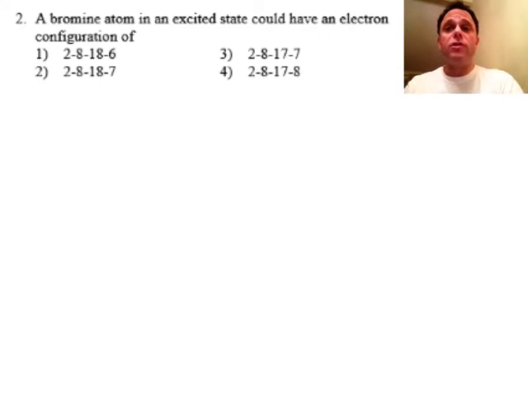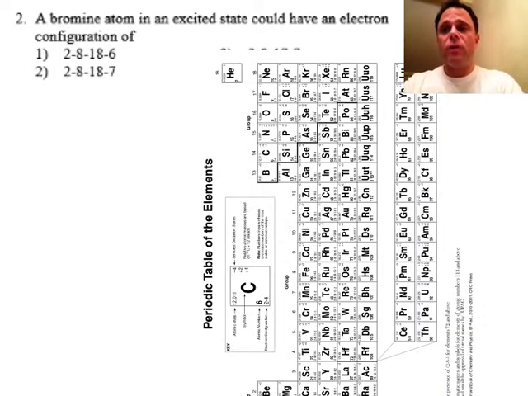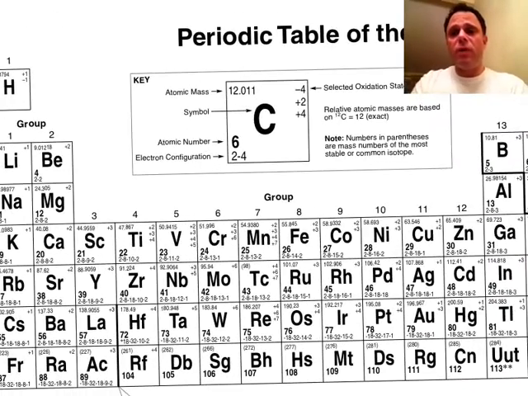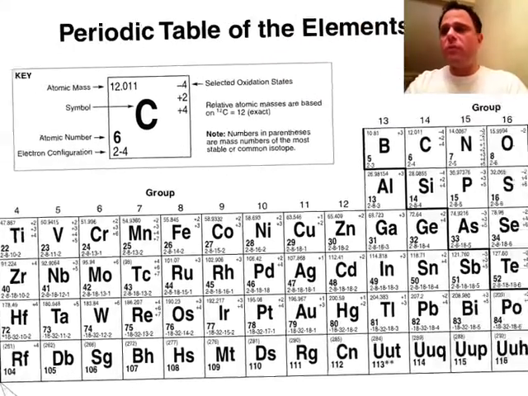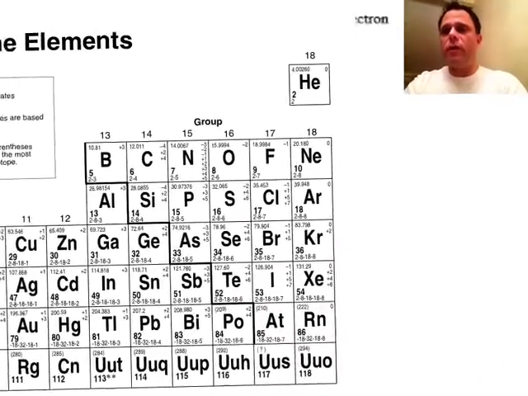So now on to question 2. A bromine atom in an excited state could have an electron configuration of, well, it's going to be one of these. And to best understand what it could be as an excited atom, we need to look at what that electron configuration would be in the ground state, a non-excited atom. So let's look at the periodic table. And where is bromine? Bromine, where are you? There it is.